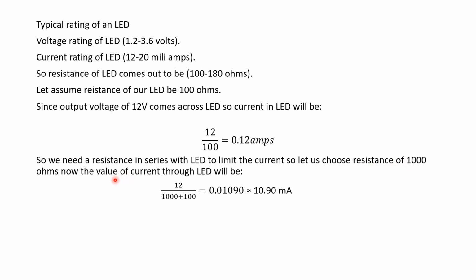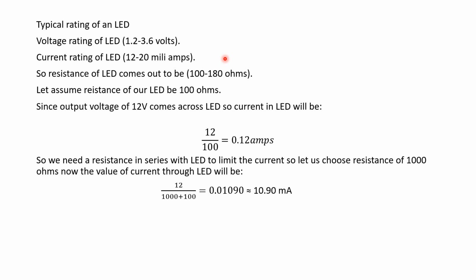Now the value of current which will flow through the LED will be 0.01090 amperes, that is 10.90 milliampere, which is somewhat near this current rating. So our LED will glow normally. This is how we can calculate the resistance and capacitance value.